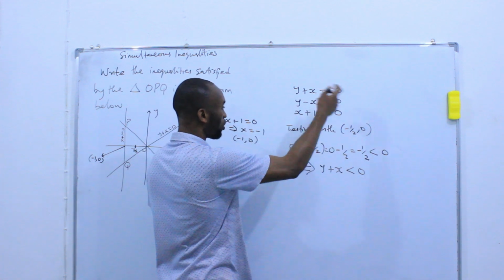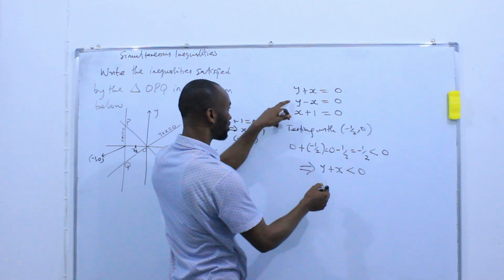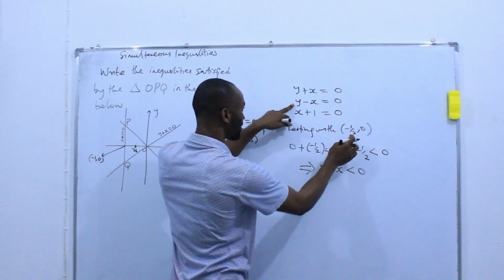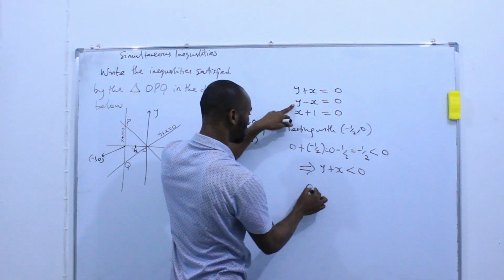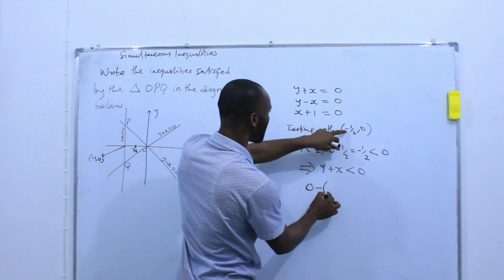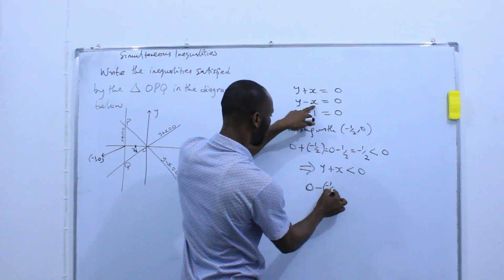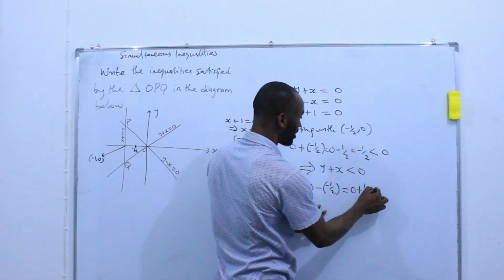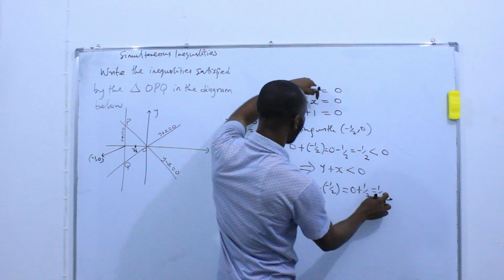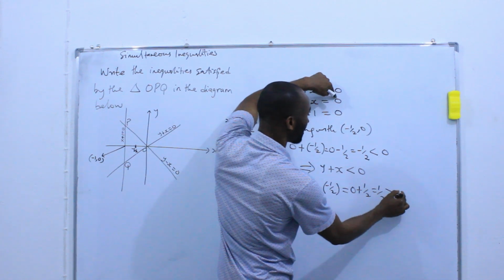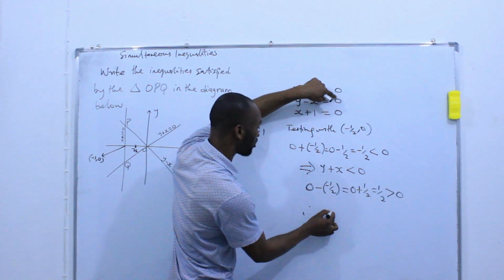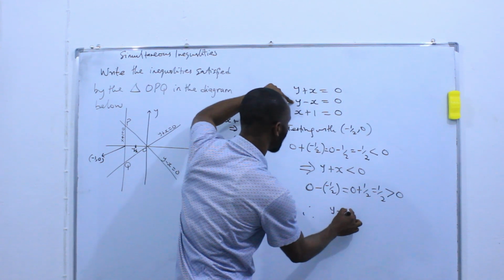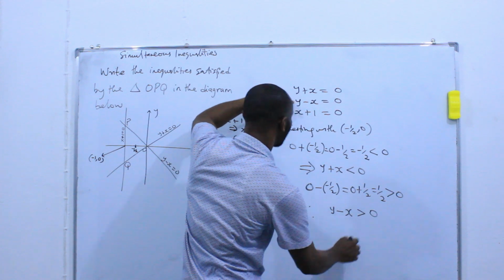Now, for this one, we are using the same point, we have when y is 0, our x is minus half. If you evaluate this, you have 0 plus half, and that is half. Now, this half is definitely greater than this 0. Therefore, we must have y minus x is greater than 0.